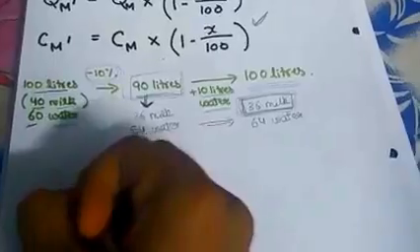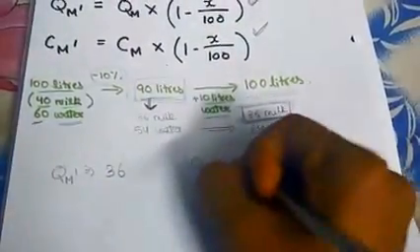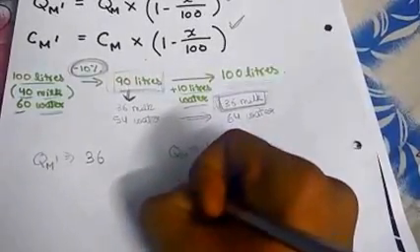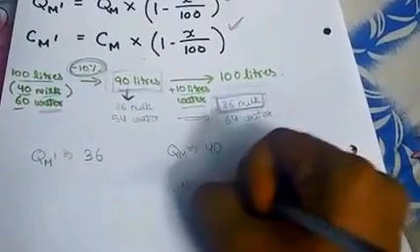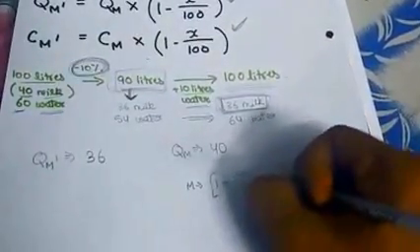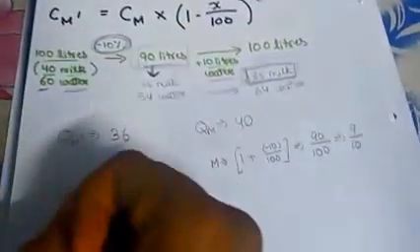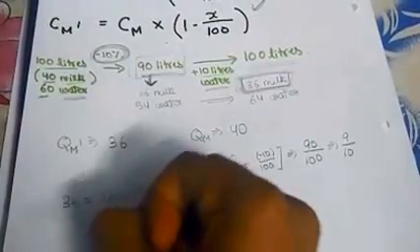Quantity m dash is 36, and the initial quantity was 40, and we had minus 10. So this x, this x percent, it was 10%. So we had the multiplier as 1 plus minus 10 upon 100, that is 90 by 100, or 9 by 10. So we can see that 36 is equal to 40 multiplied by 9 by 10.